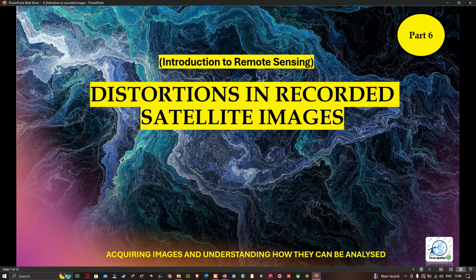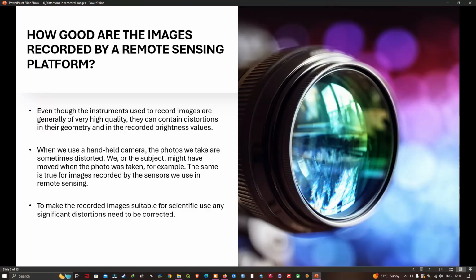In this video, we're going to focus on distortion in recorded satellite images. Images are never perfect when recorded, and it is the purpose of this video and those which follow to understand that an image acquired by a remote sensing machine contains errors compared with the regions on the ground being imaged. We are familiar with image error in our day-to-day life.